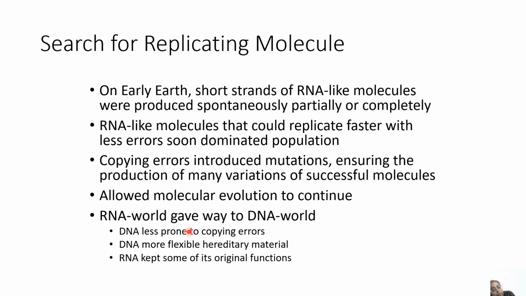Early Earth was an RNA world. On early Earth, short strands of RNA-like molecules were produced spontaneously, partially or completely, and RNA-like molecules that could replicate faster with fewer errors soon dominated the population. The copying errors introduced mutations, ensuring the production of many variations of successful molecules, and allowed molecular evolution to continue. The RNA world gave way to the DNA world. DNA is less prone to copying errors, DNA is a more flexible hereditary material, and RNA kept some of its original functions.